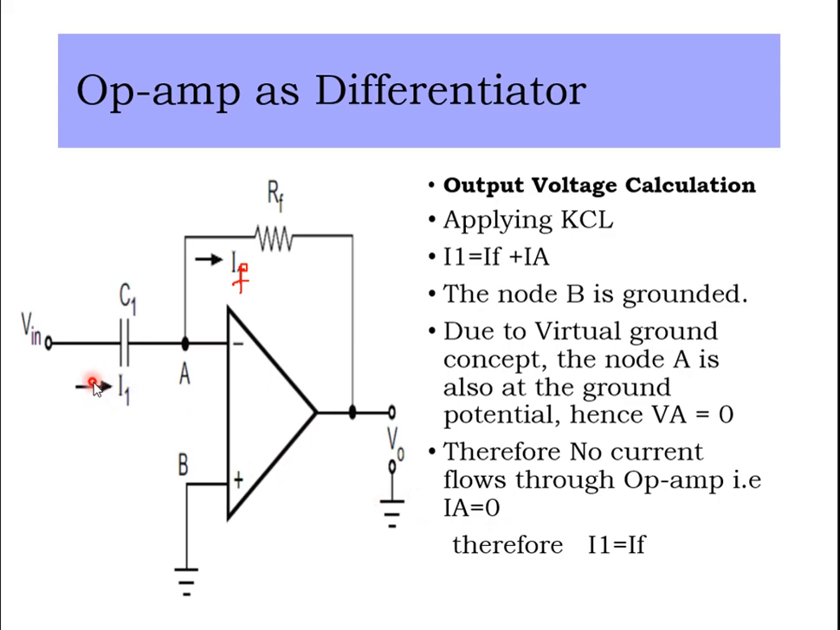So the current flowing through the series capacitor can only flow through the feedback resistor. Therefore I1 becomes equal to If. No current flows into the op-amp, so all the current passing through the capacitor has to pass via the feedback component Rf. There is no chance of current flowing into the op-amp because of the ideal op-amp assumption, or virtual ground concept.